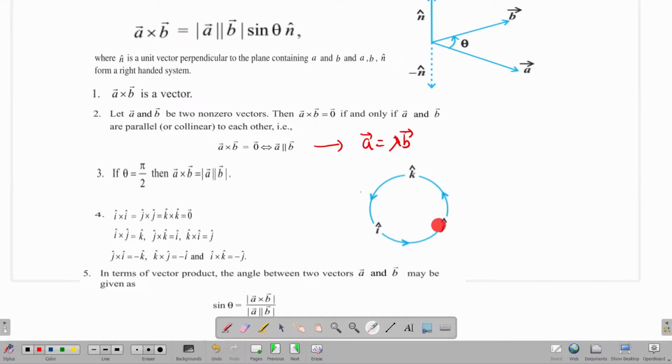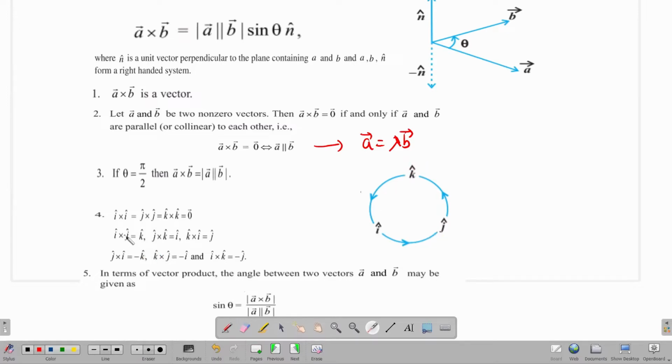That means i cross j comes out to be k, j cross k comes out to be i, and k cross i comes out to be j. But if we move in the opposite direction, that means if we follow j cross i, then my answer is minus k, right? Similarly, k cross j is minus i, and i cross k is minus j.